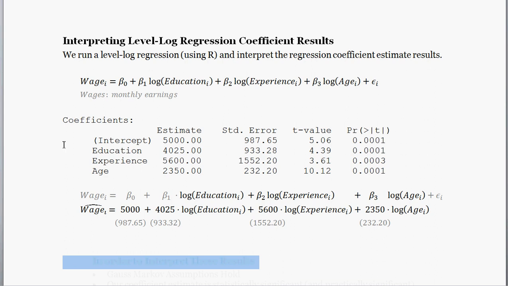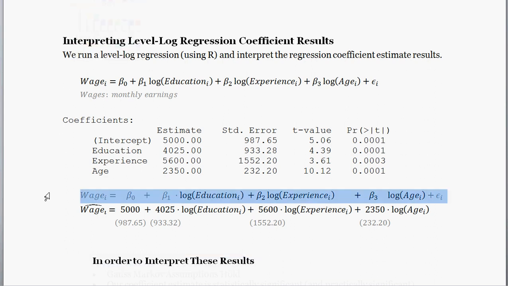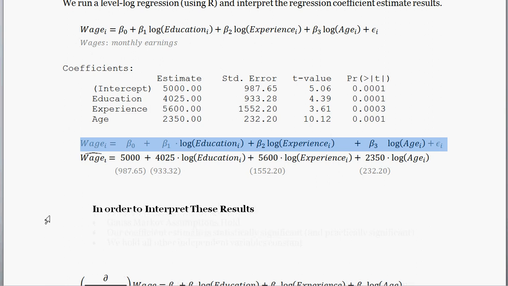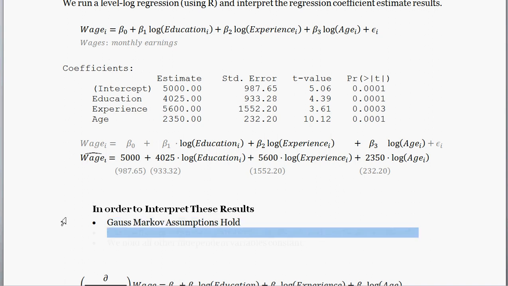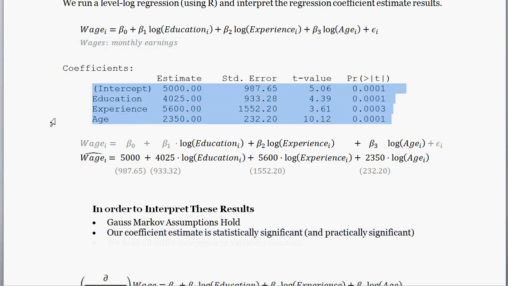Before we could start interpreting results, we need to cover a couple of things first. First off, we need to think about the Gauss-Markov assumptions. They need to hold. There is some room for flexibility with the Gauss-Markov assumptions, but let's assume that they hold. Second, we need our regression coefficient estimates to be statistically significant and practically significant. In terms of statistical significance, we see from our regression results here that we have fairly high t-values and our p-values are near 0, so we can be confident that they're statistically significant.